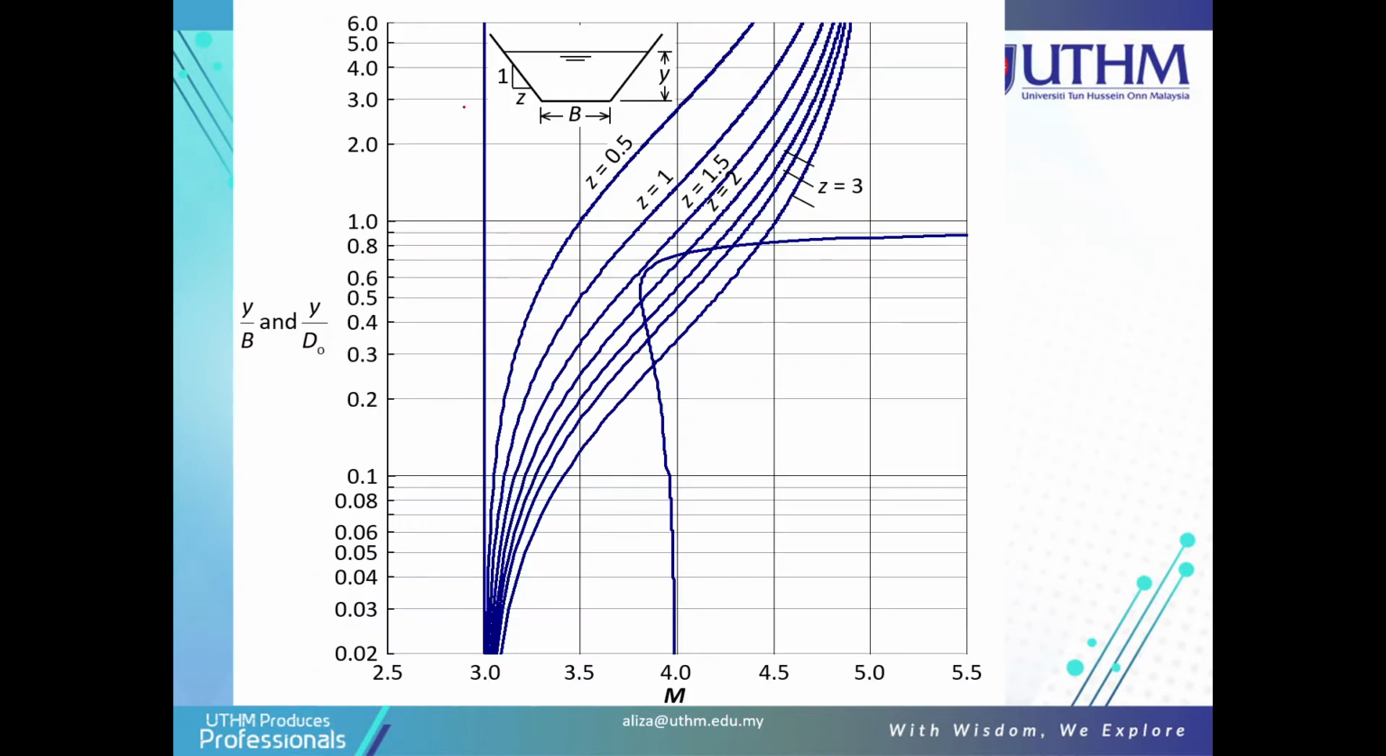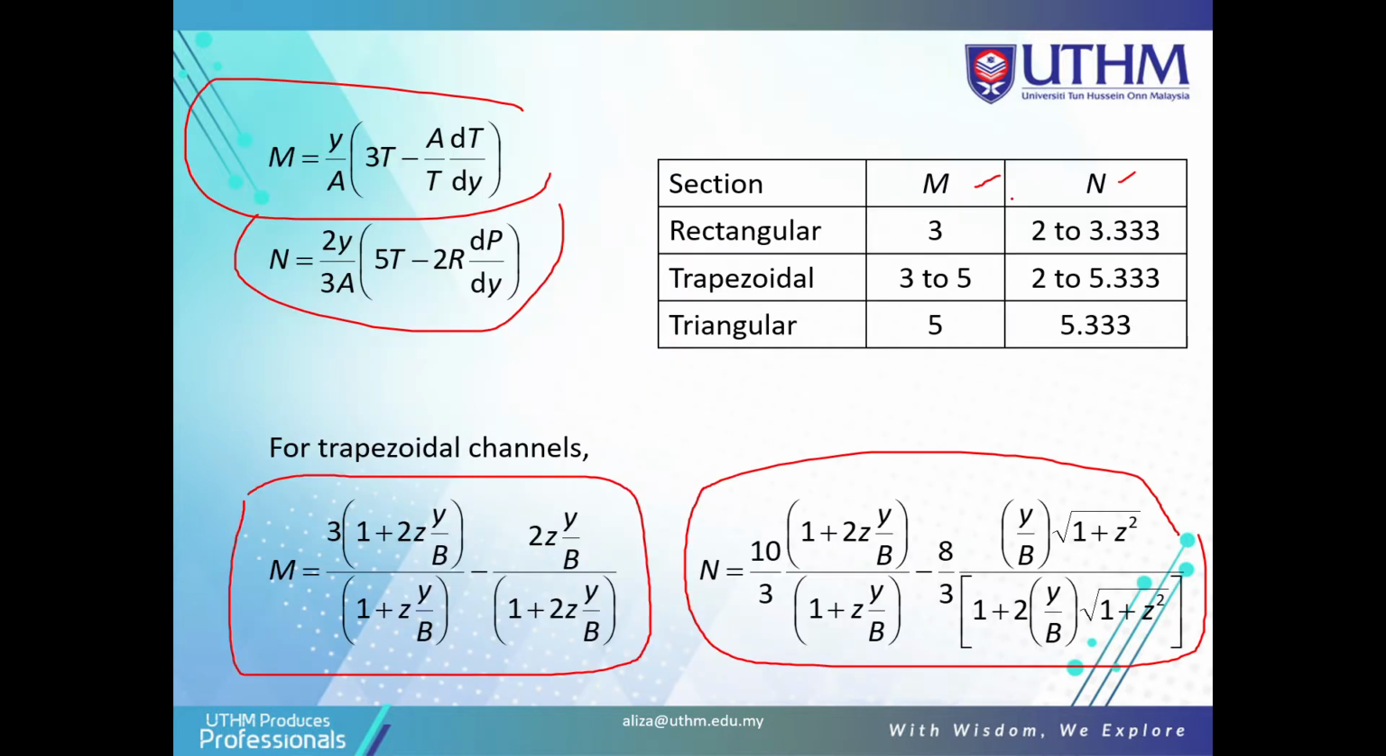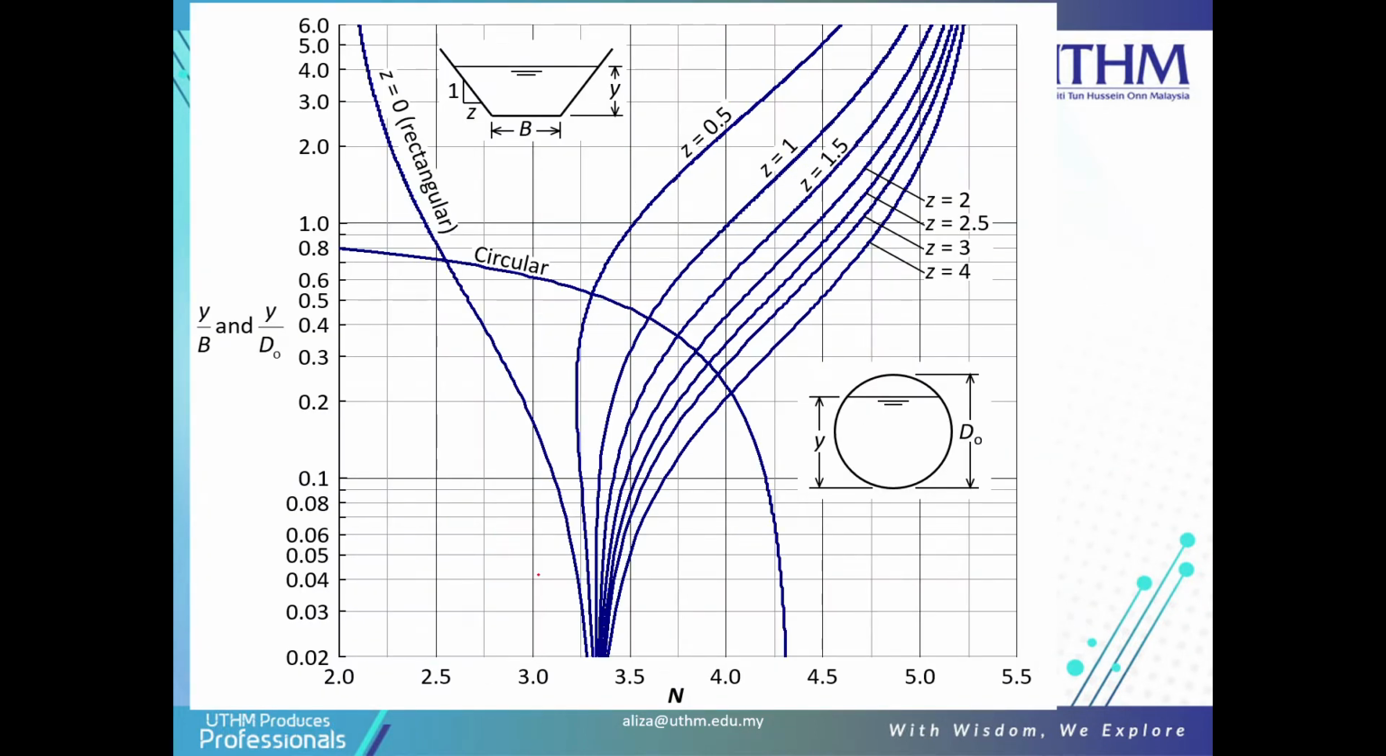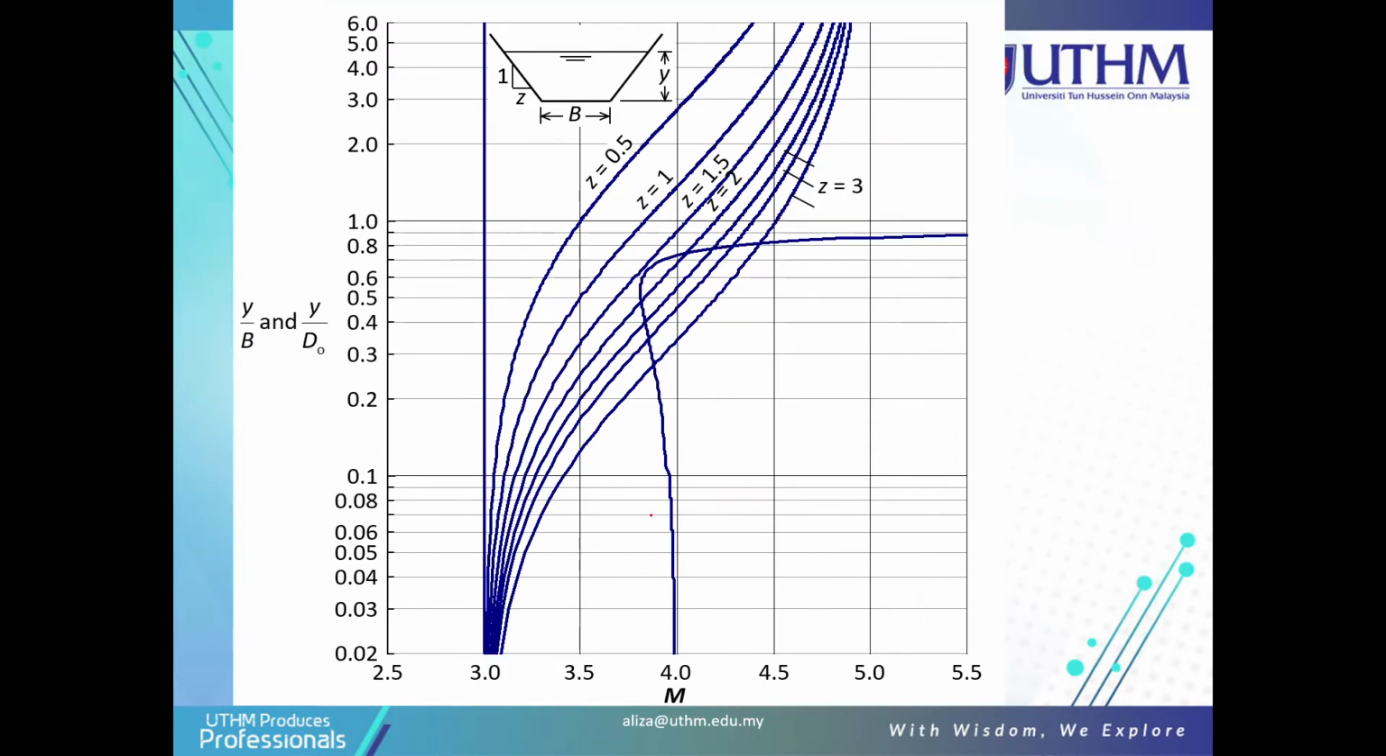So this is Yb over Yd, which is how we get M. No worry, M and N are given in the final exam question. This figure is for N, and the previous figure is for M. If M is not given, they give you this table, so you must find it based on this table, based on Z and so on.